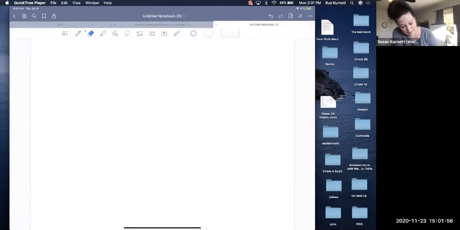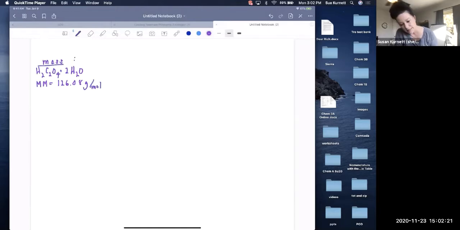So we have a mass, and the mass is for oxalic acid dihydrate. The molar mass for this is 126.08 grams per mole. And for our mass, the initial mass is 33.342 grams, and the final mass is 33.222 grams.